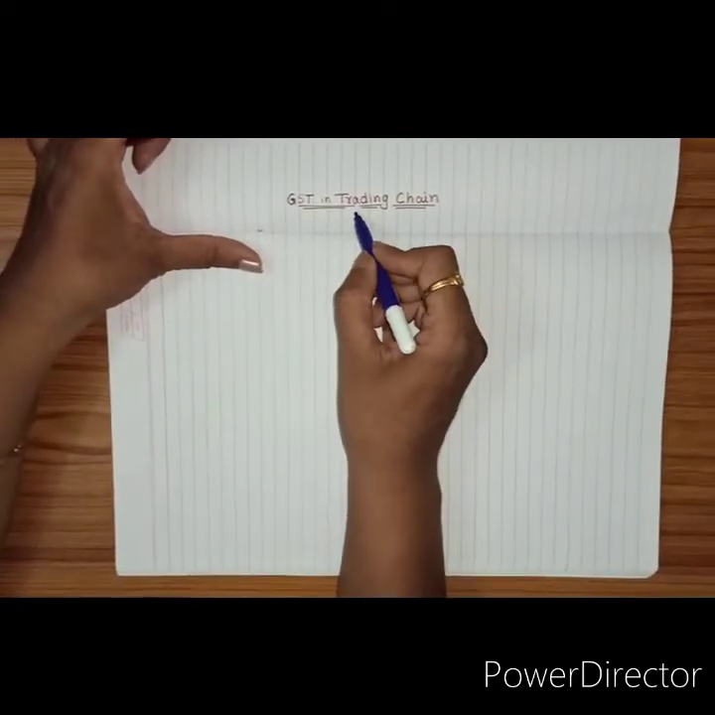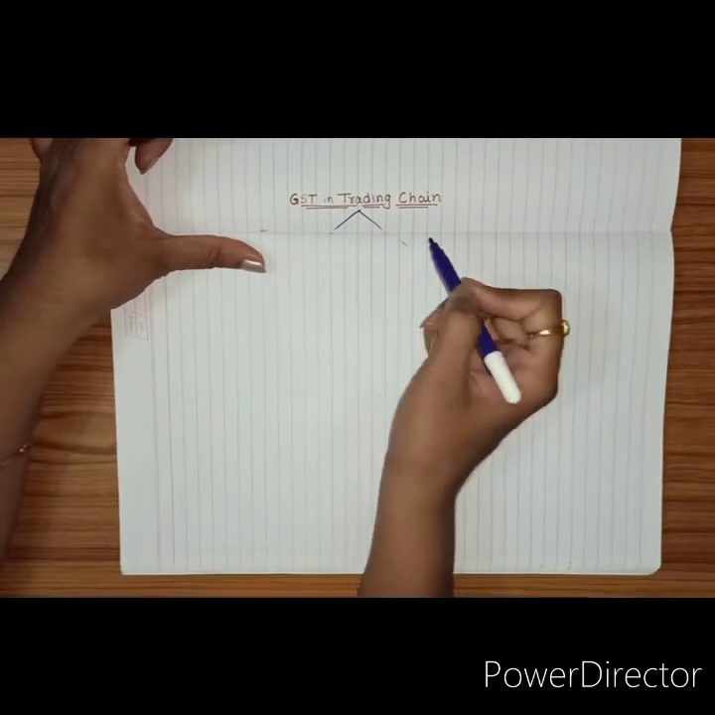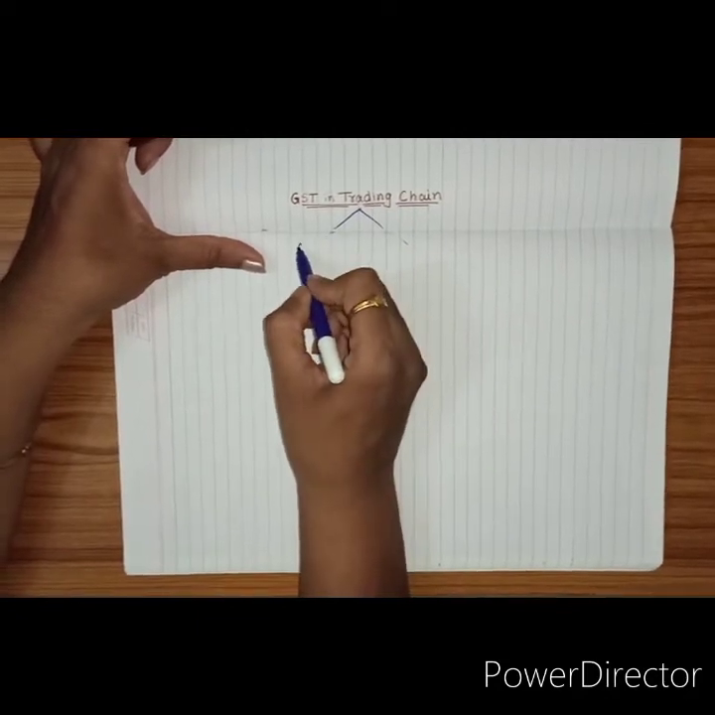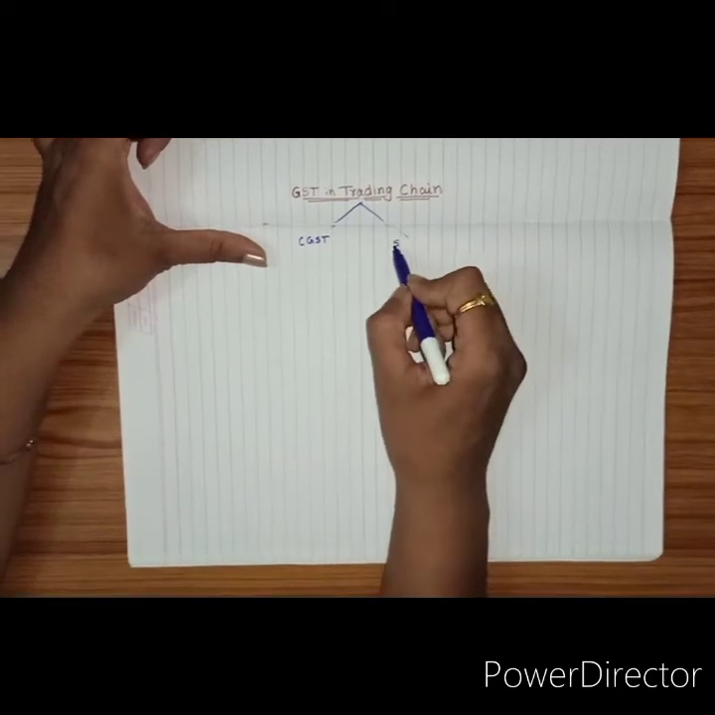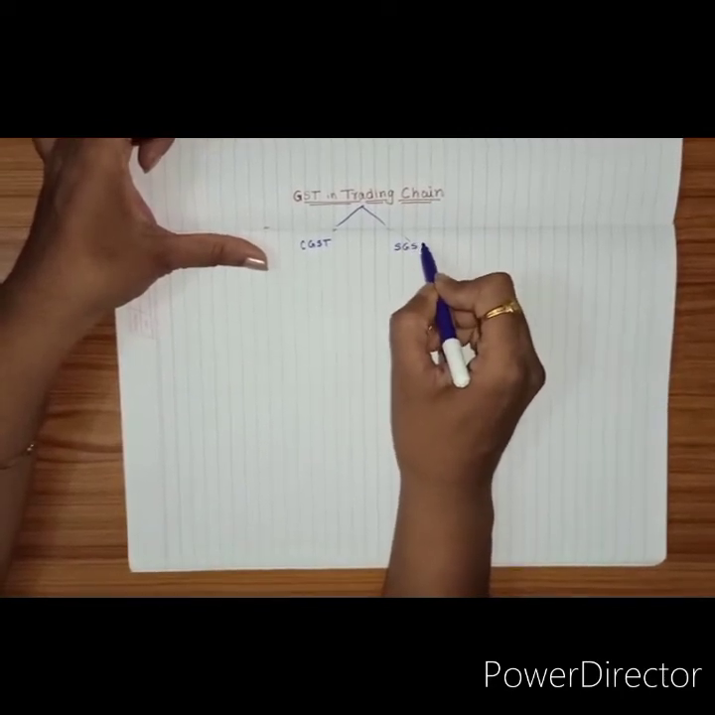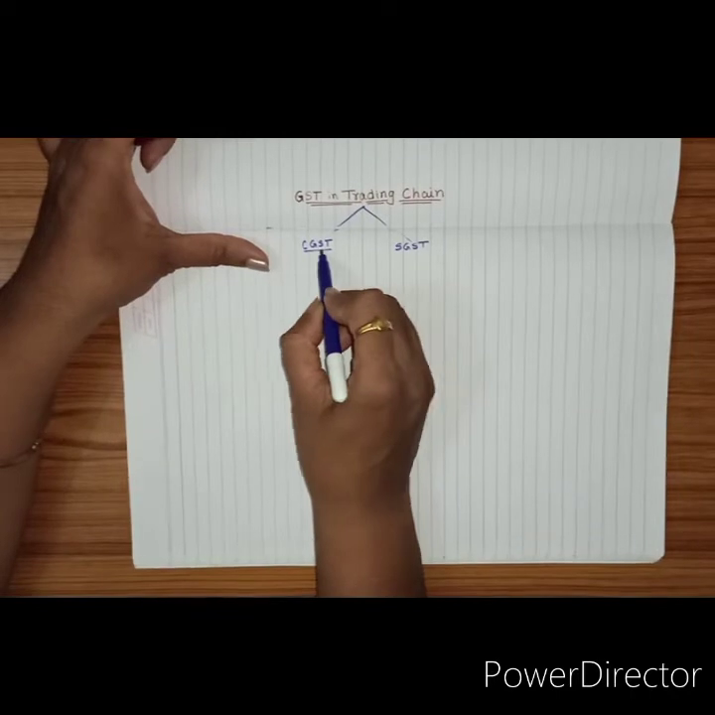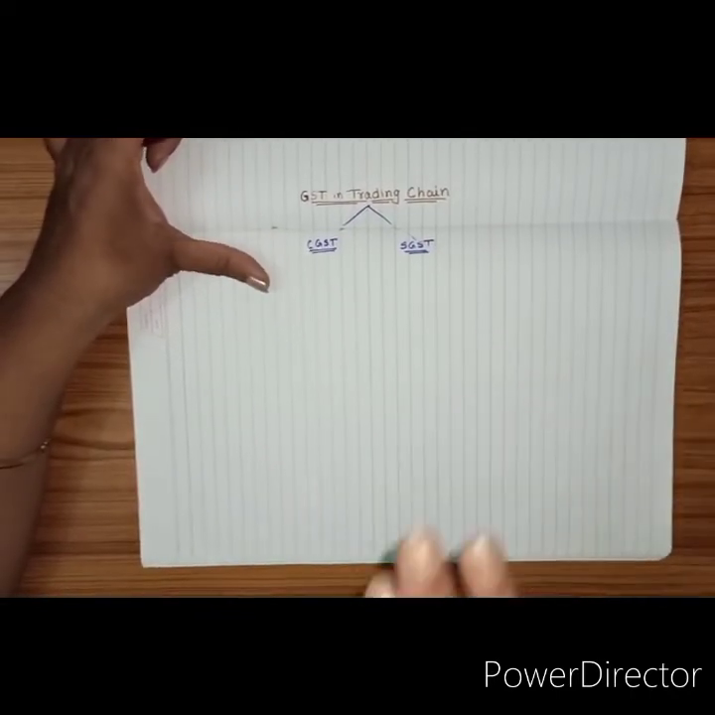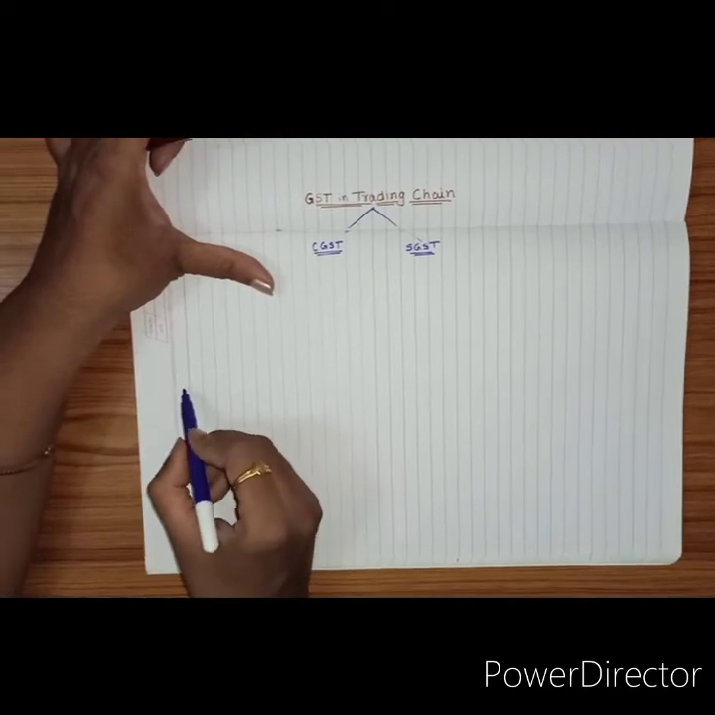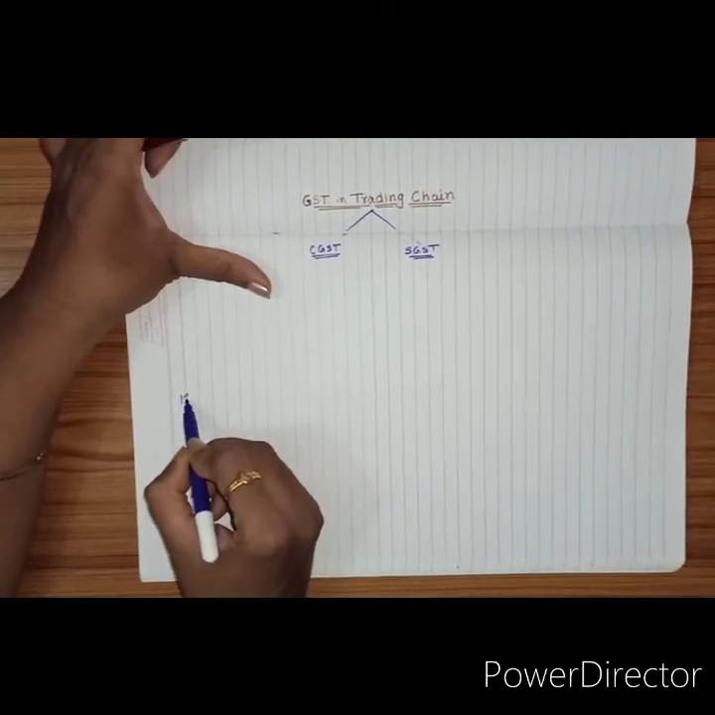Okay. Now you all know GST has two parts. One is CGST, central, and one is SGST. They are going to pay this at any cost. Okay. Now who all are going to pay? The first person that comes is the manufacturer.